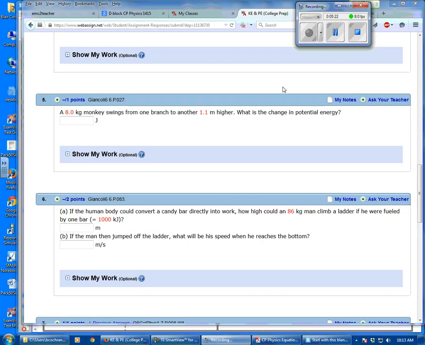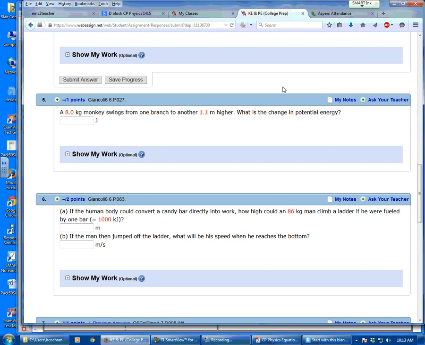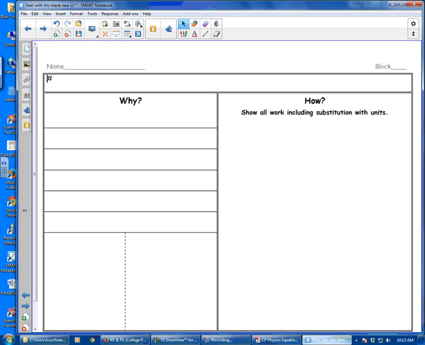All right, we're going on to number 5 here with our monkey swinging from one branch to another one that is higher. What is its change of potential energy? Key concept to keep in mind here is that potential energy is due to position.